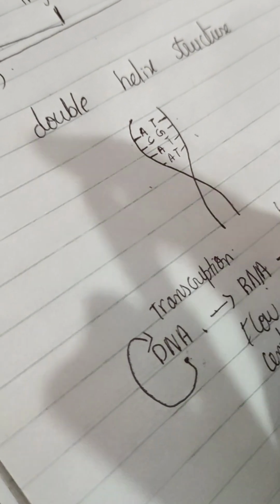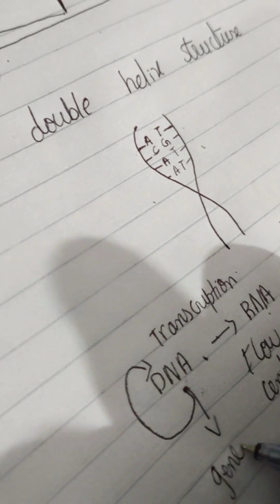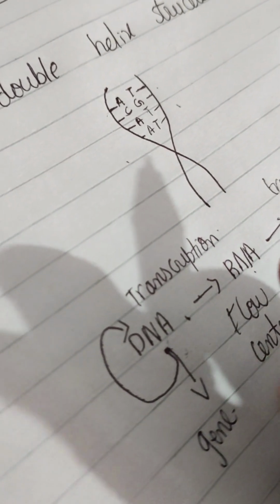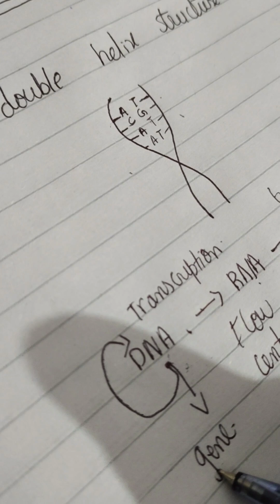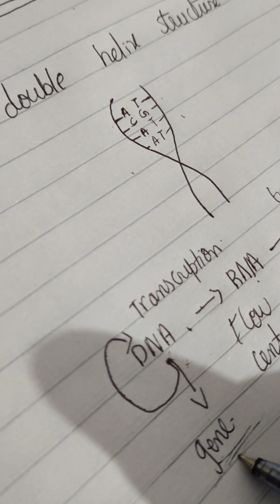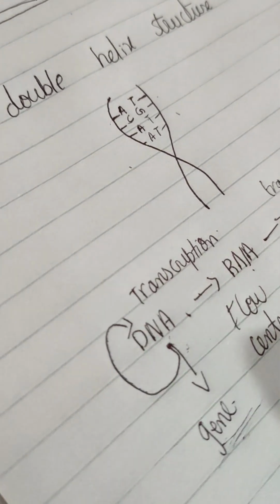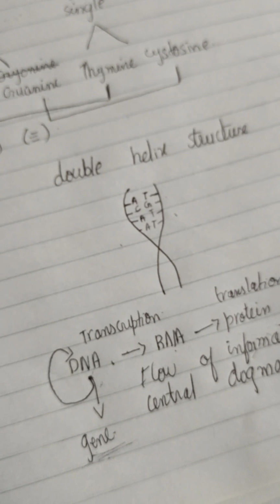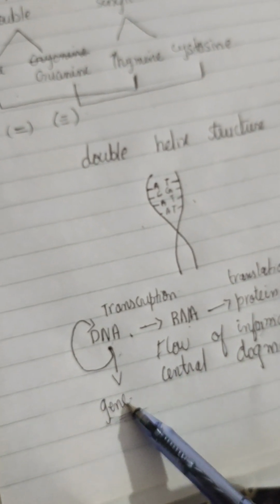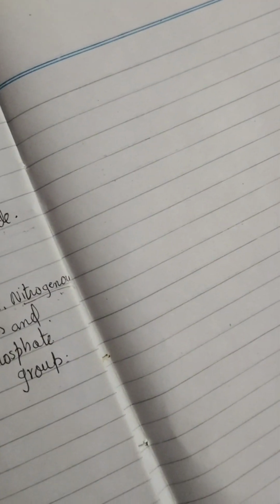So what does DNA contain? DNA contains genes, little structures present in the DNA. These genes will decide how you look, your complexion, your face color, your height, your weight. You can say that a gene is the unit of DNA. So now let's go through the main topic, DNA replication.